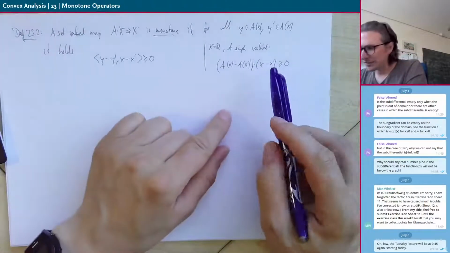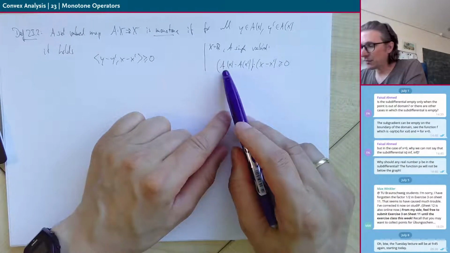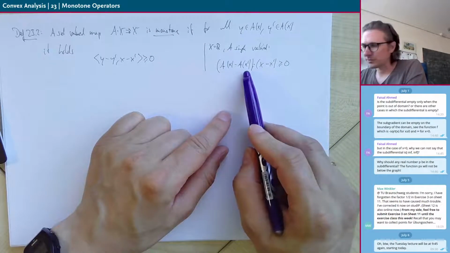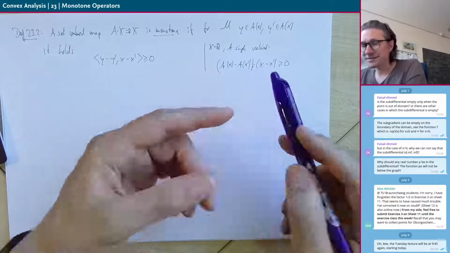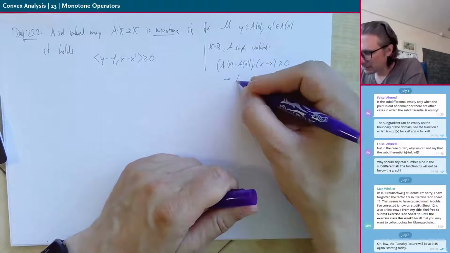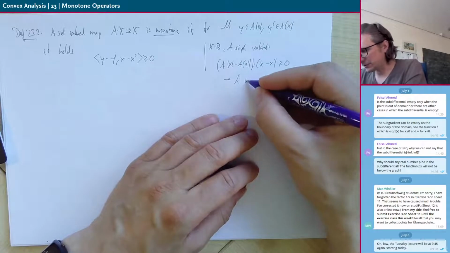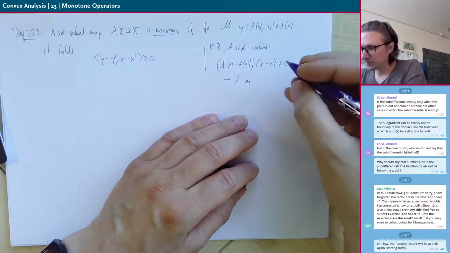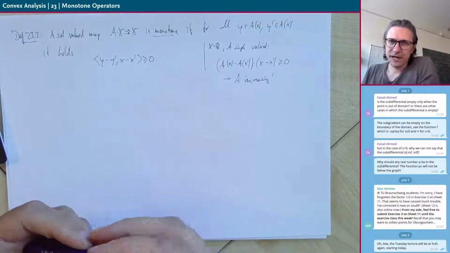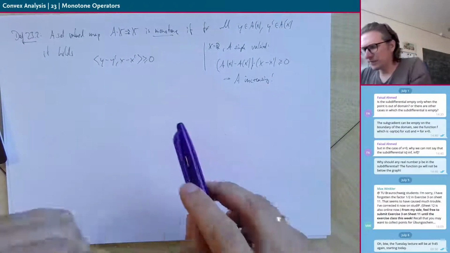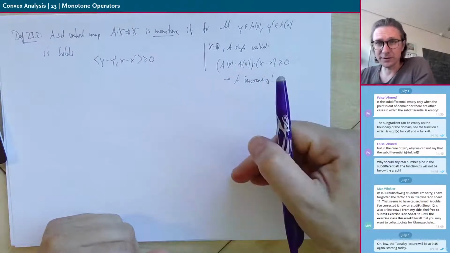It means that if x is larger than x prime, then A of x has to also be larger than A of x prime. And if x is smaller than x prime, then A of x has to be smaller than A of x prime. So this means this is increasing, or non-decreasing. I always say increasing and distinguish this from strictly increasing. So it's a slight misnomer that it's called monotone, because monotone would stand for either increasing or decreasing.